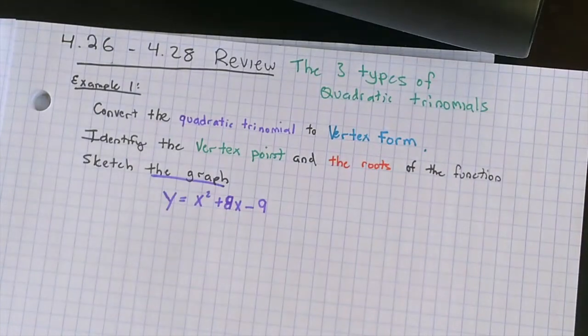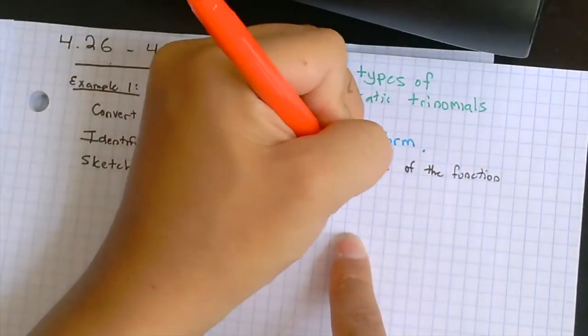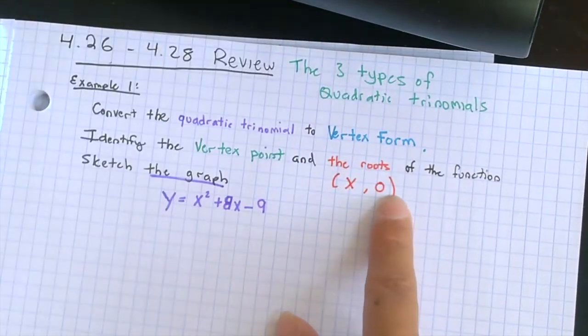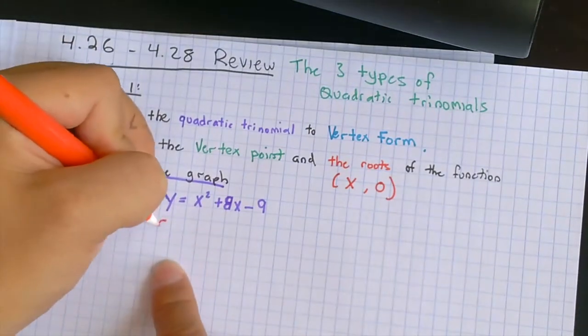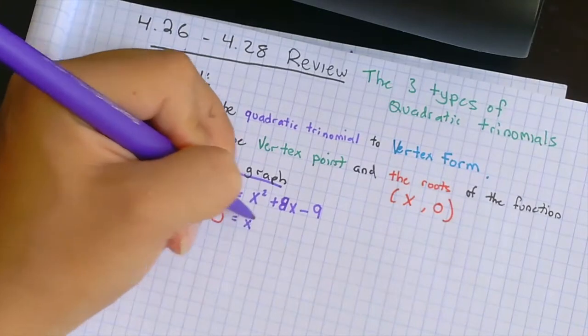Convert the quadratic trinomial to vertex form. Identify the vertex point and the roots of the function. Then sketch the graph. Let's begin. Because we need to identify the roots, which means the x-intercepts, where y is 0, we're going to need to substitute that y value in for 0. That is the first step of which we do.